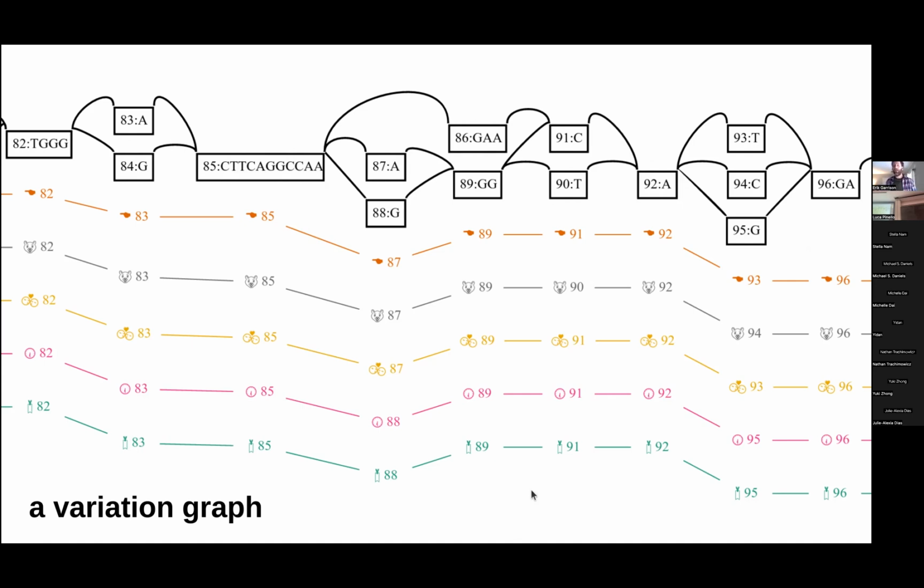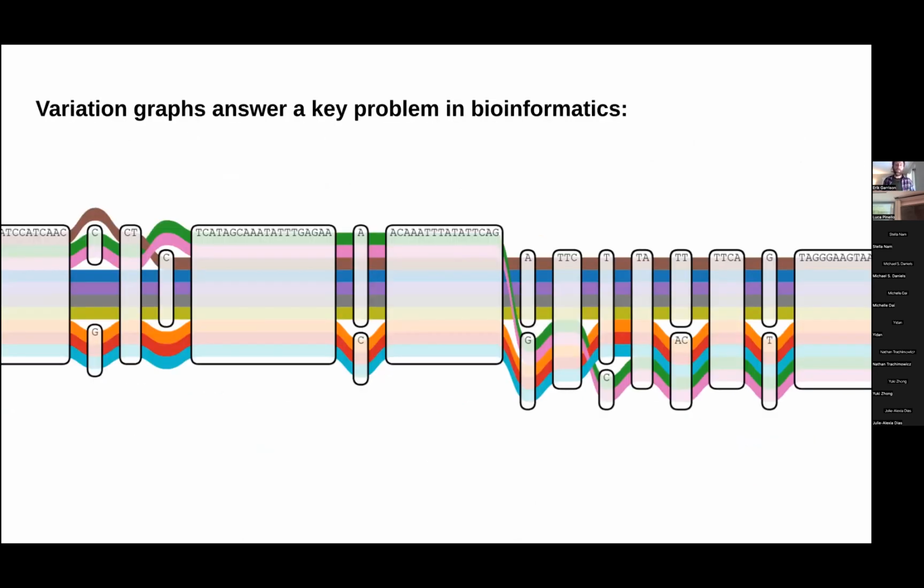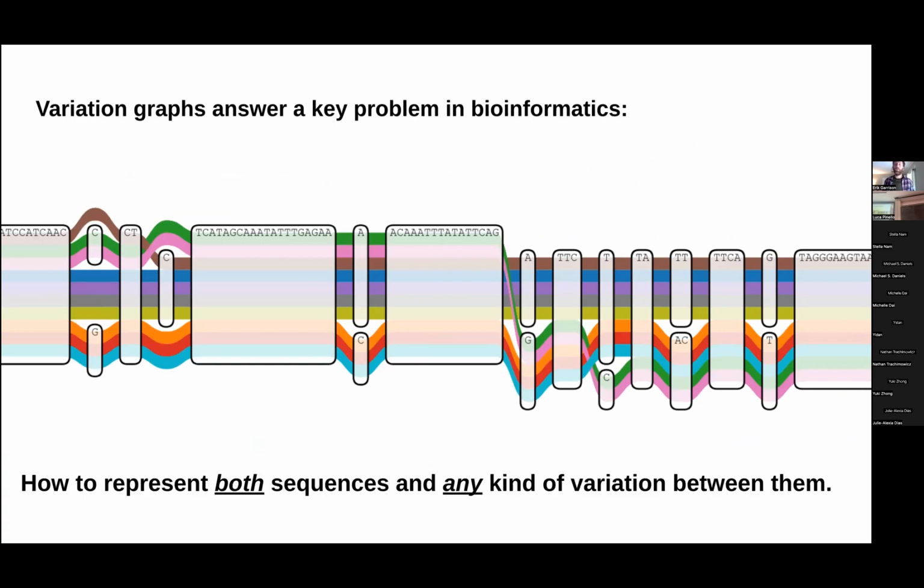The combination of the sequence graph and those paths makes a variation graph. And they're really meant to be an answer to this key problem in bioinformatics, which is how do we represent both sequences and any kind of variation between them? So not just sequences and small variants that are kind of linear bubbles, even like the things we're seeing here, but also structural variants that might involve inversion of sequences, repetition of sequences, connection between different chromosomes, translocations, and these kinds of things. So this model can encompass all of that.